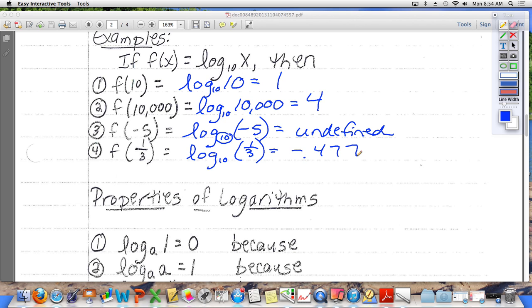I thought you said we couldn't get negative. You cannot calculate the log of a negative number, but that doesn't mean that you can't get a negative answer. Got it. All right. Are we okay with that?